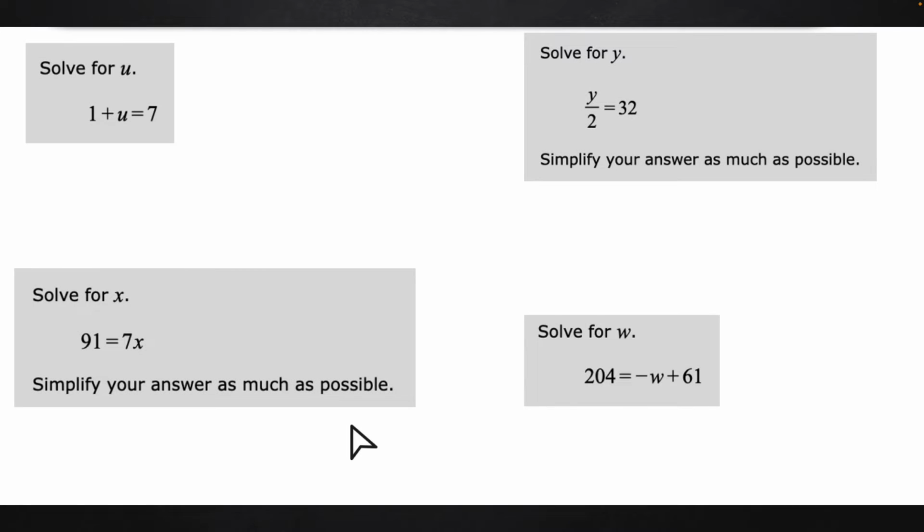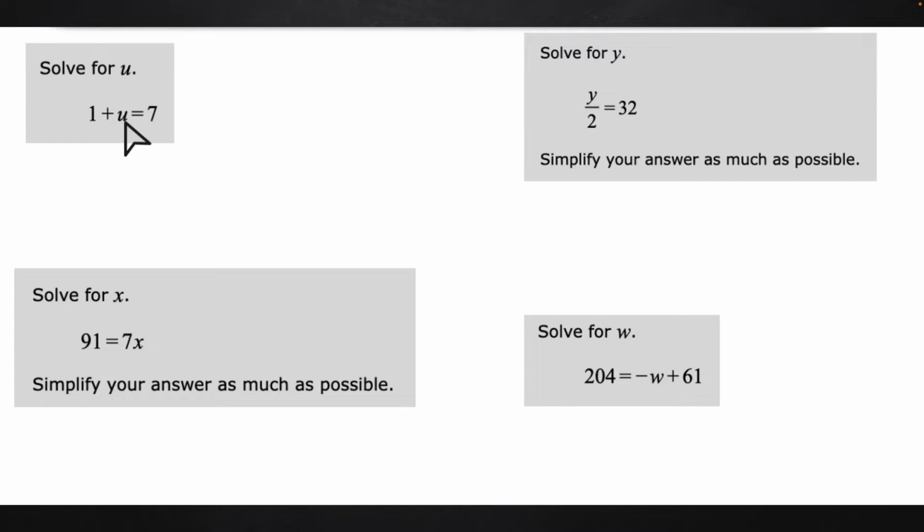So now we're going to try these 4 problems. We're going to solve for u. So I'm going to look at what is being done on u. Remember, you're always trying to get the variable by itself because I want to know what is u equal. I don't want to know what 1 plus u equals. I want to know what is u.